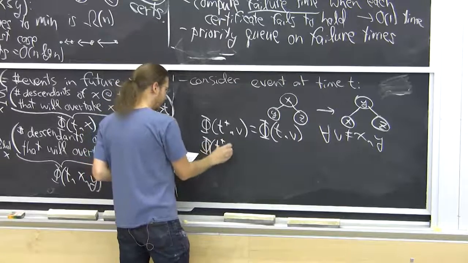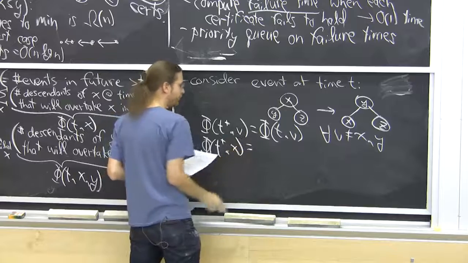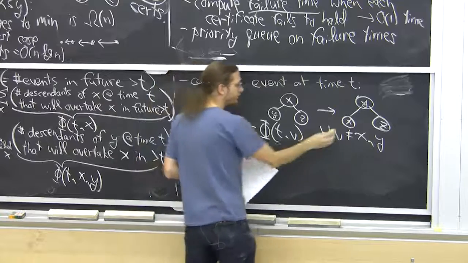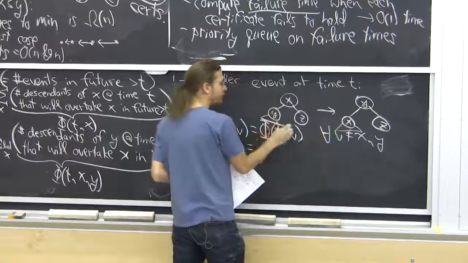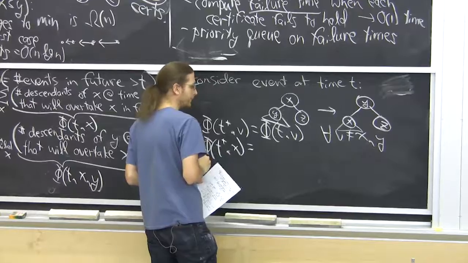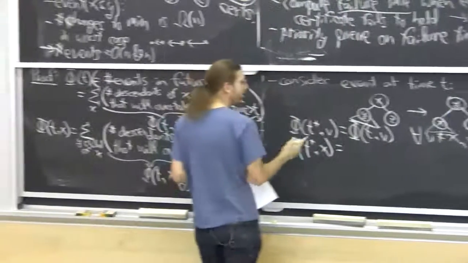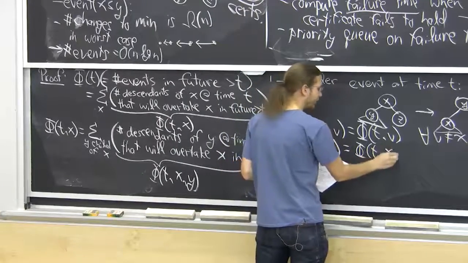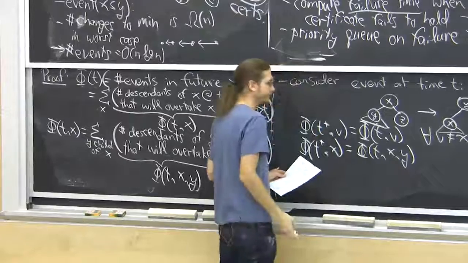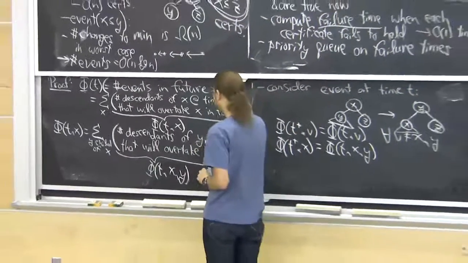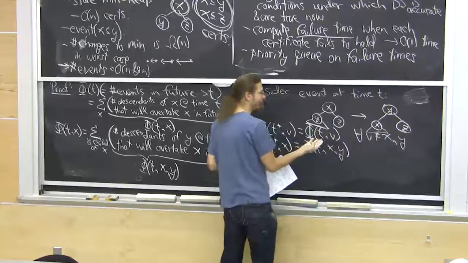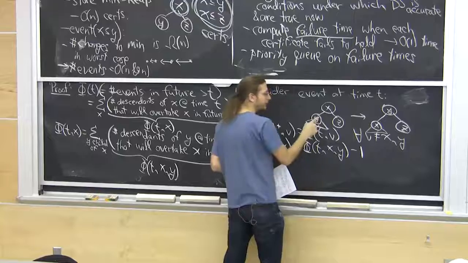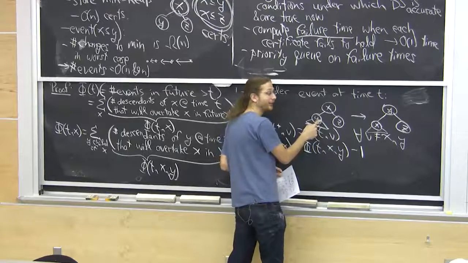So let's look at x. X is pretty simple. X went down. So we care about now the descendants of x. Those are what used to be the descendants of y. So what are the descendants of y that will overtake x? That is phi of t x y. That's the definition here. We had that written down. So that is its new potential, except there's a minus 1 because y used to be a descendant that would overtake x, but it just overtook x.